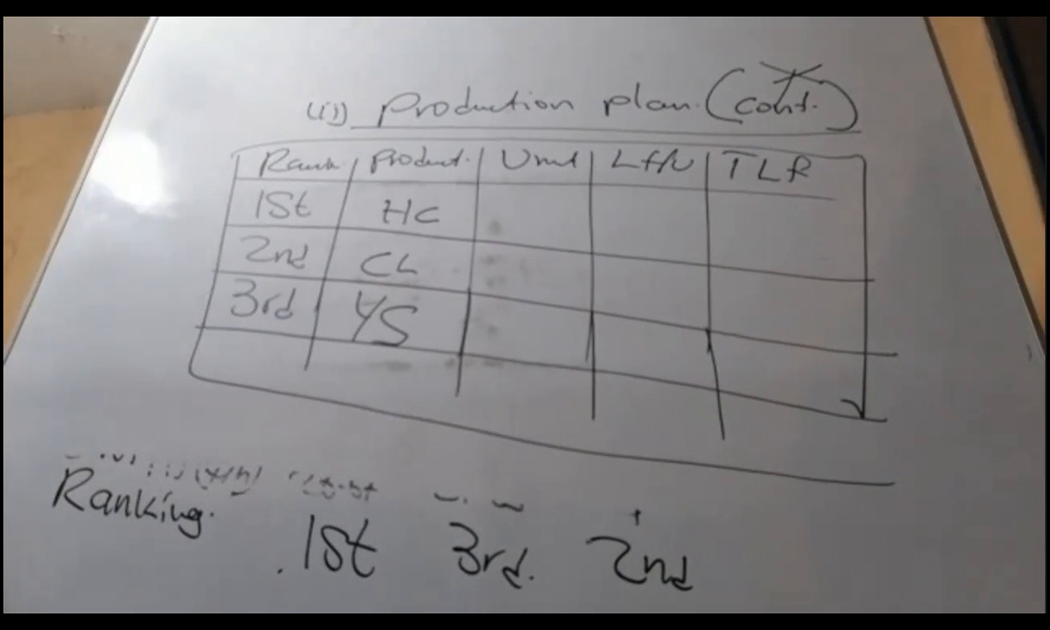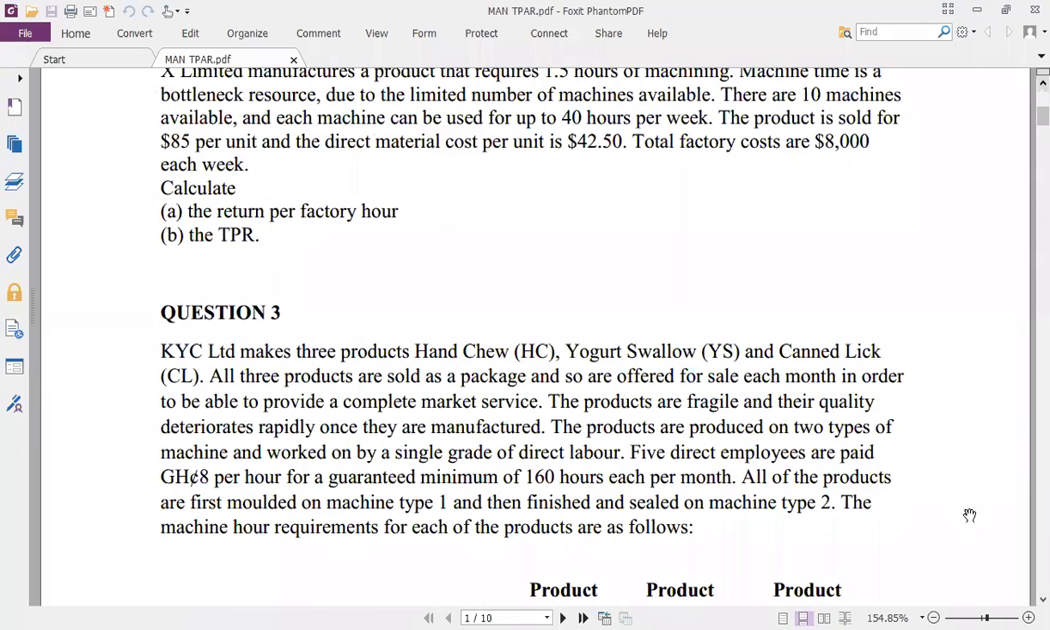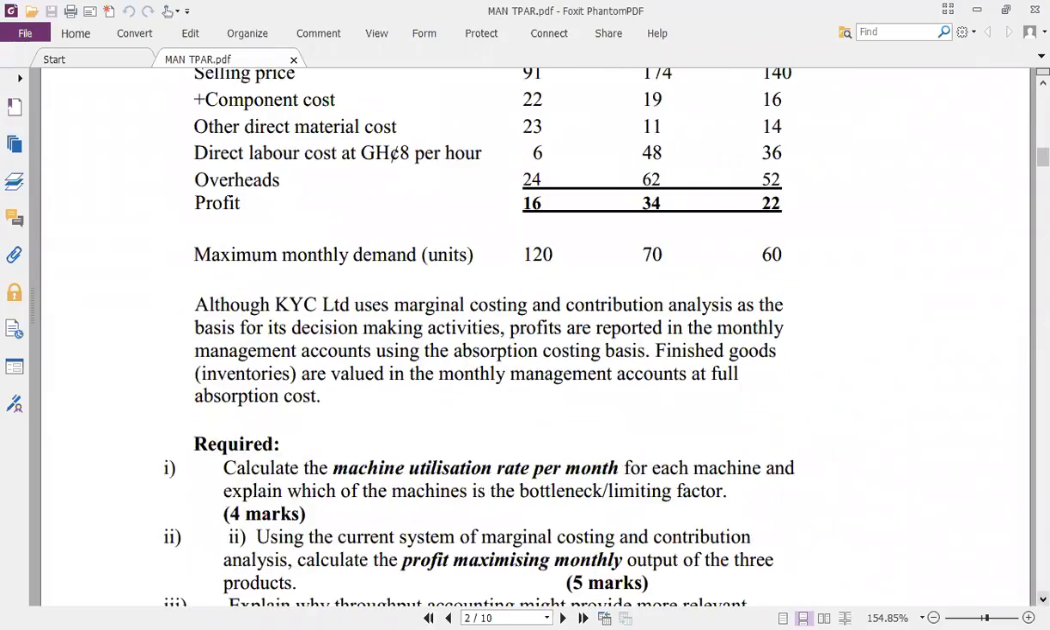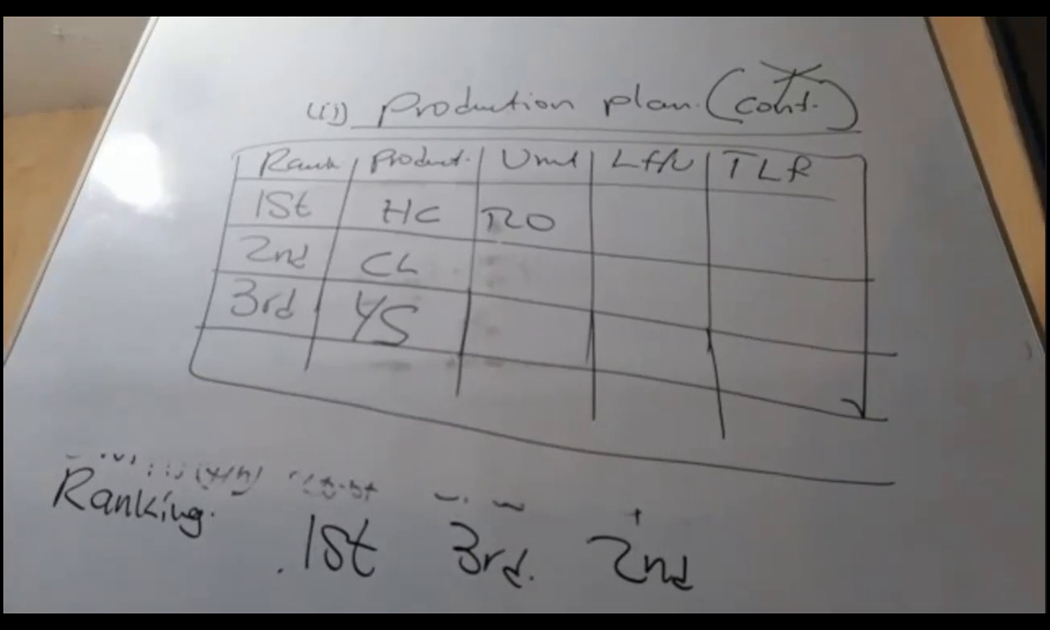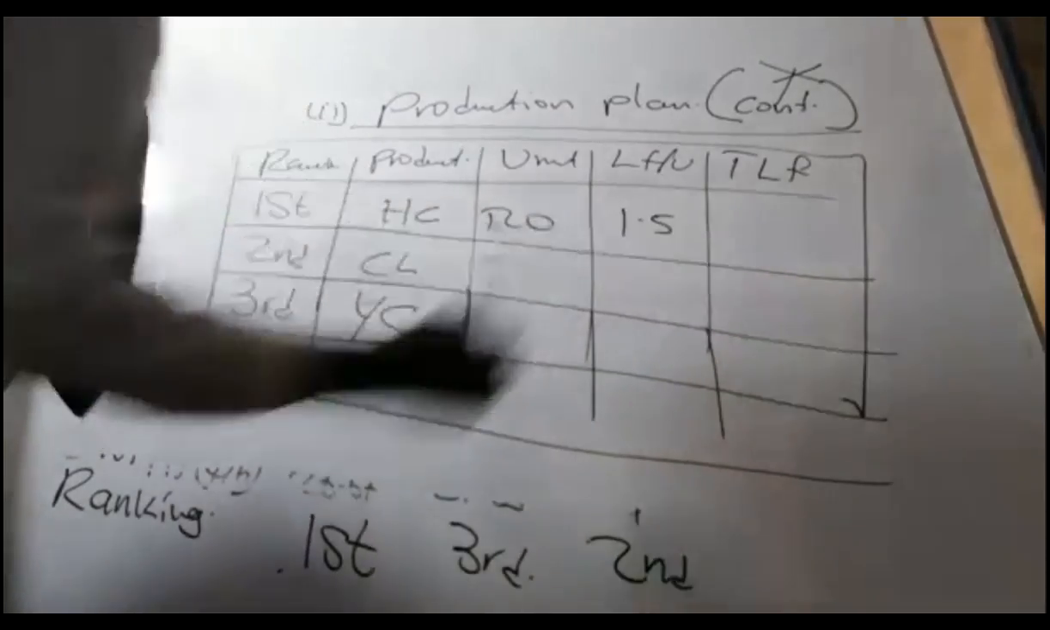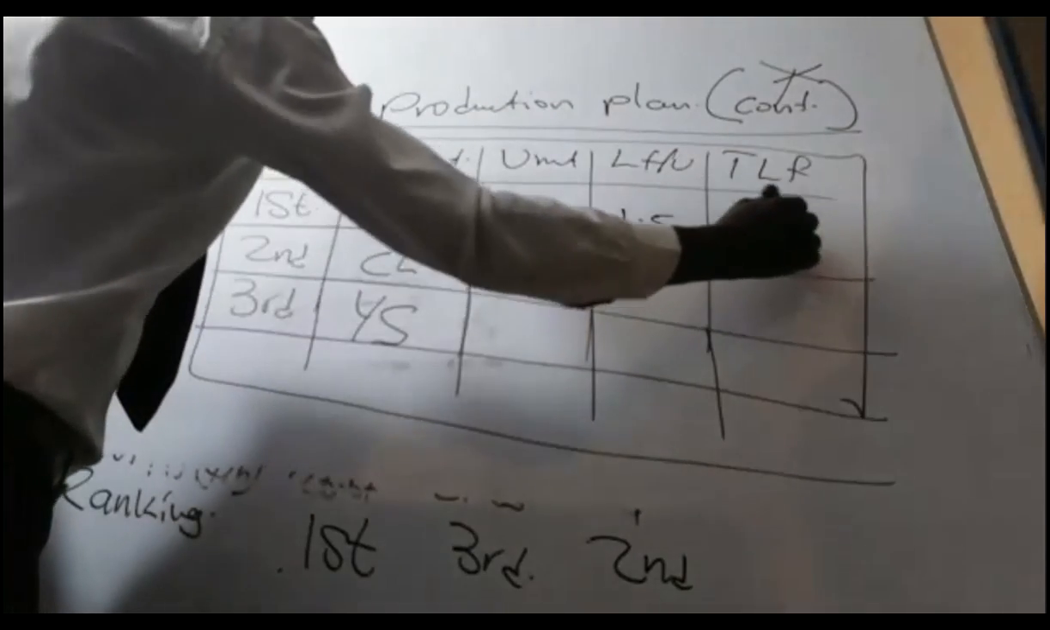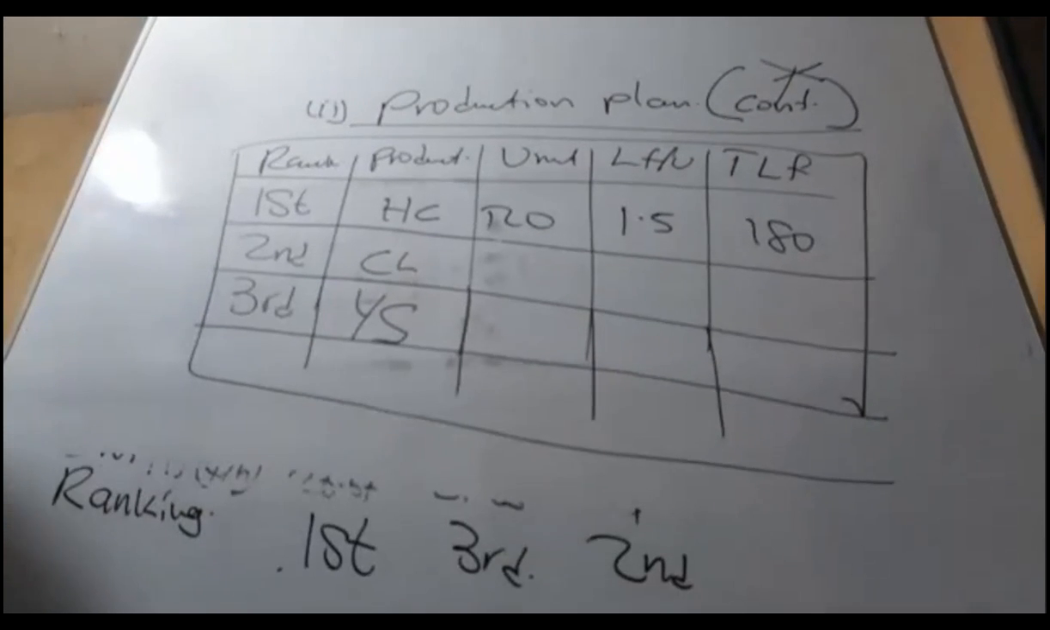So let's start with the unit, the demand. So what's the demand for AC? Let's go to the question quickly. Demand for AC is 120. So that's the demand for AC. And the limiting factor per unit is what? For AC, limiting factor is 1.5, right? Yes, that's 1.5. Great. So therefore, the total limiting factor will be what? 180. Then you are done.